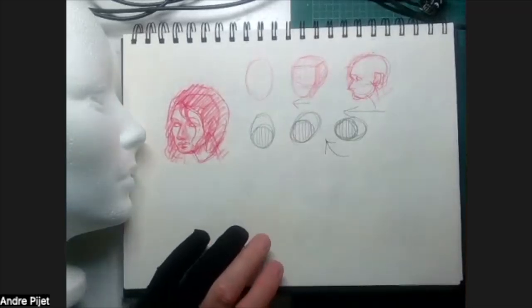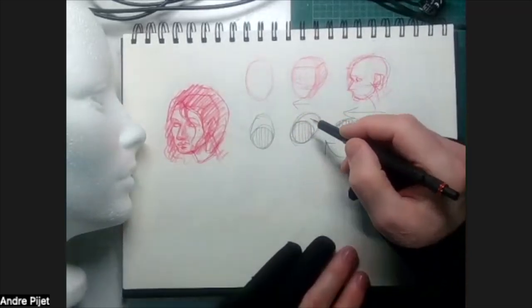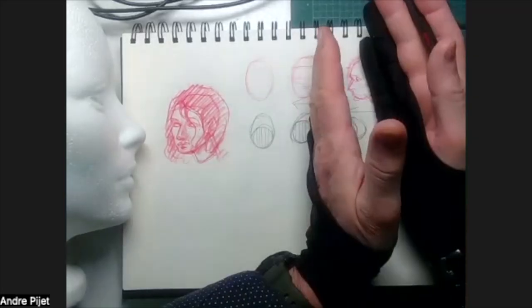So let's continue to turn more. Yes? So we're going to have similar position as this one, but from the back.